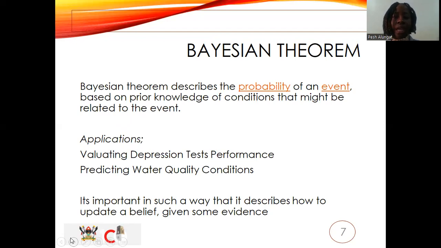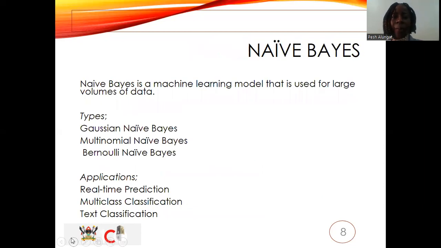So a number of tests can be done predicting water quality conditions. The Bayesian theory is important in such a way that it describes how to update a belief given some evidence. In case they are to say that a family has been having only girls, girls, girls, girls, somebody is able to say that the next generation in that family will also be only girls. So someone is able to predict an outcome given some evidence.